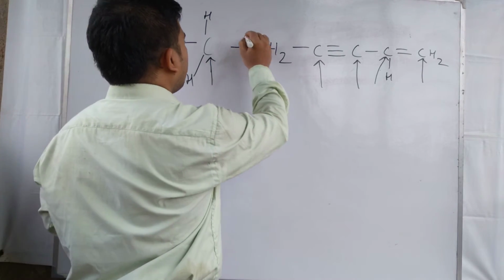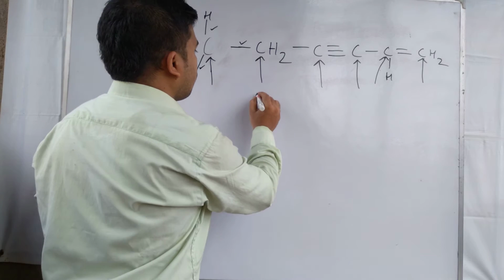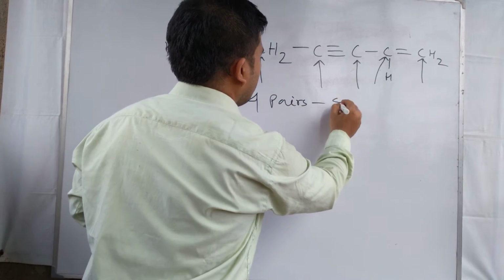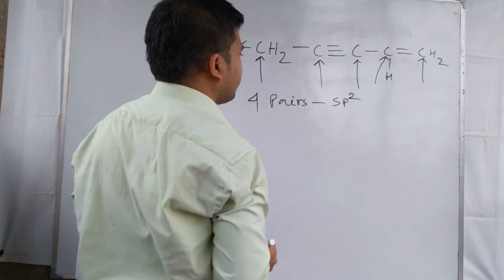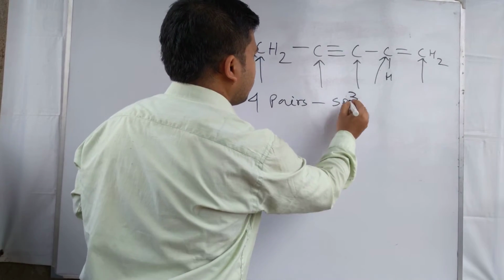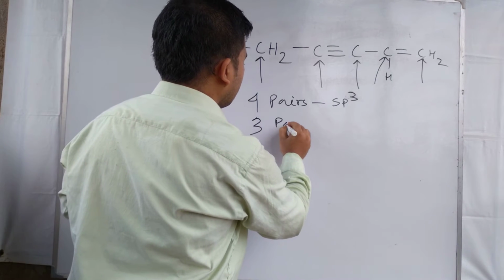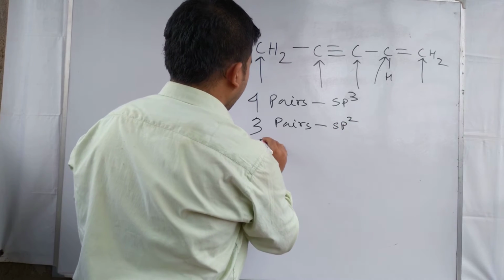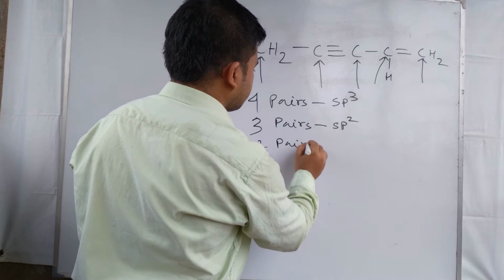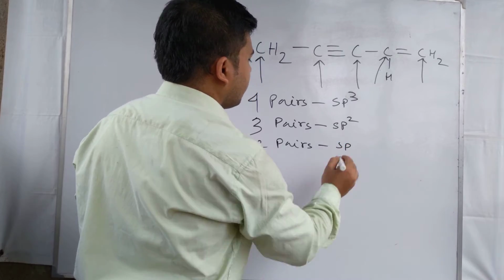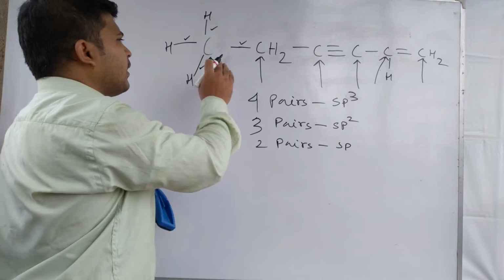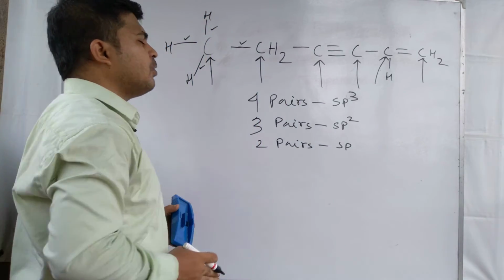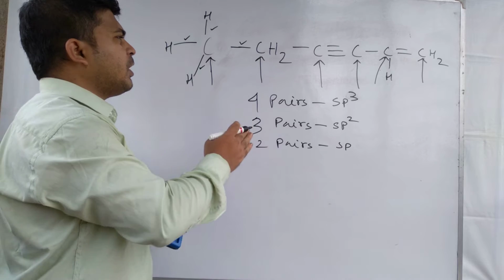So here the number of pairs is 1, 2, 3, 4. For 4 pairs you write the hybridization sp3, for 3 pairs the atom is sp2 hybridized, and for 2 pairs the atom is sp hybridized. So we have to find the number of pairs present in a molecule, and according to this we can determine the hybridization.